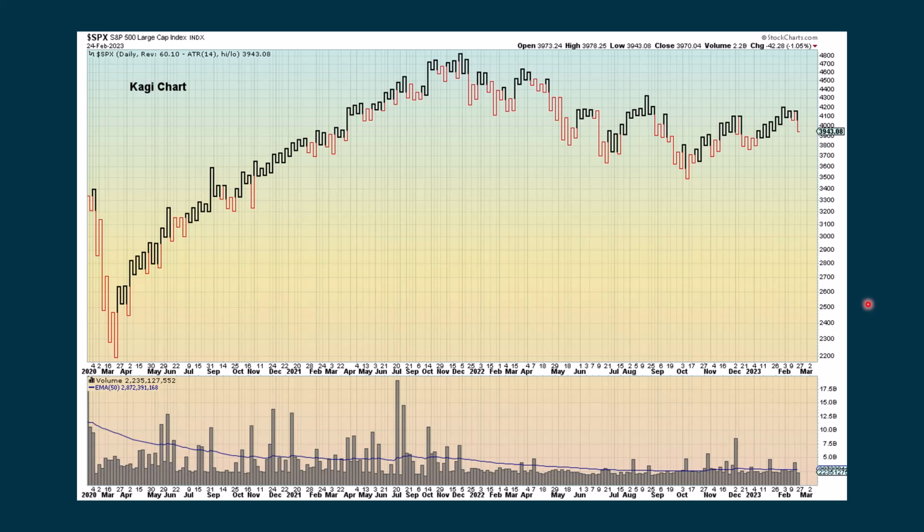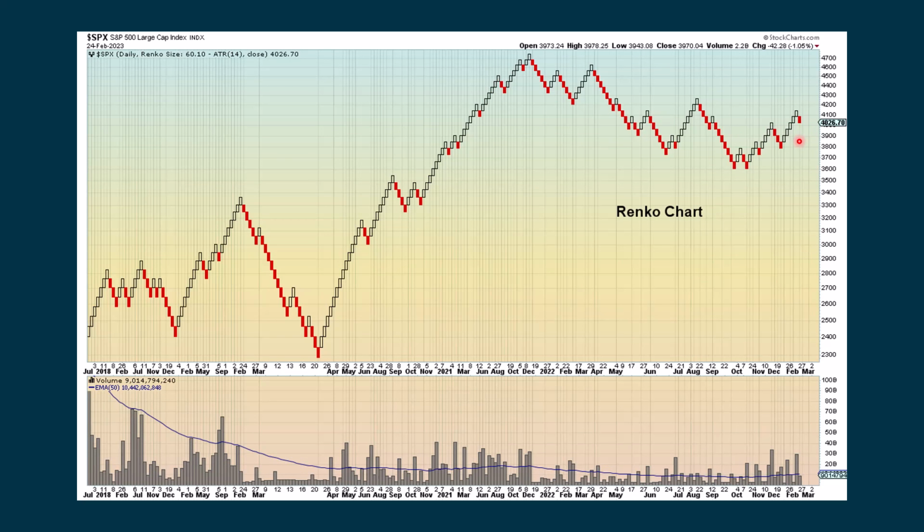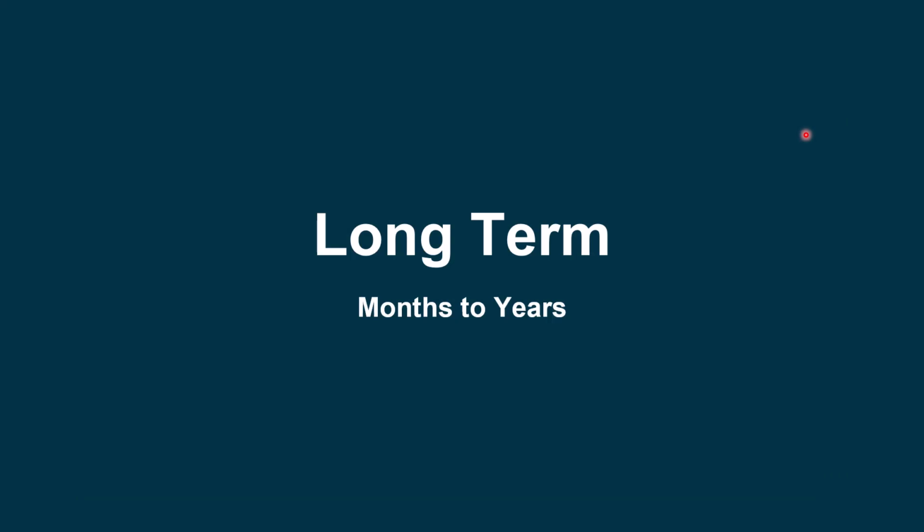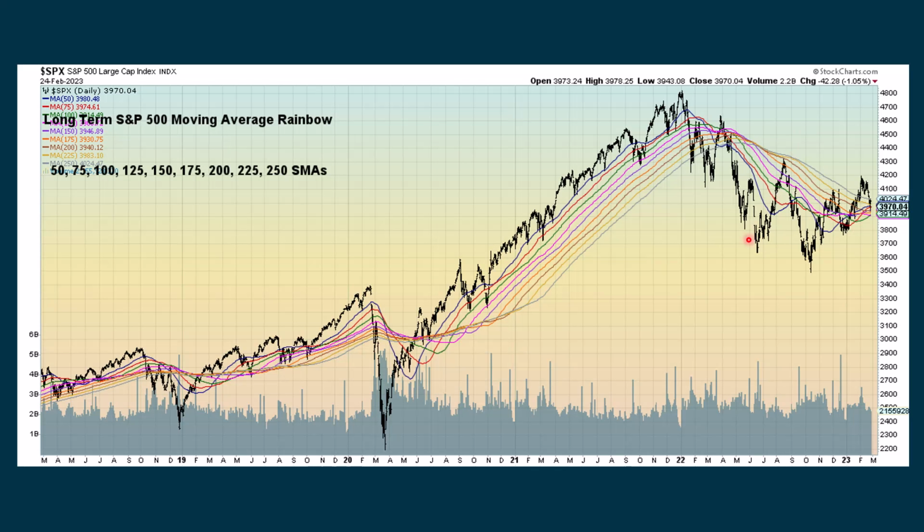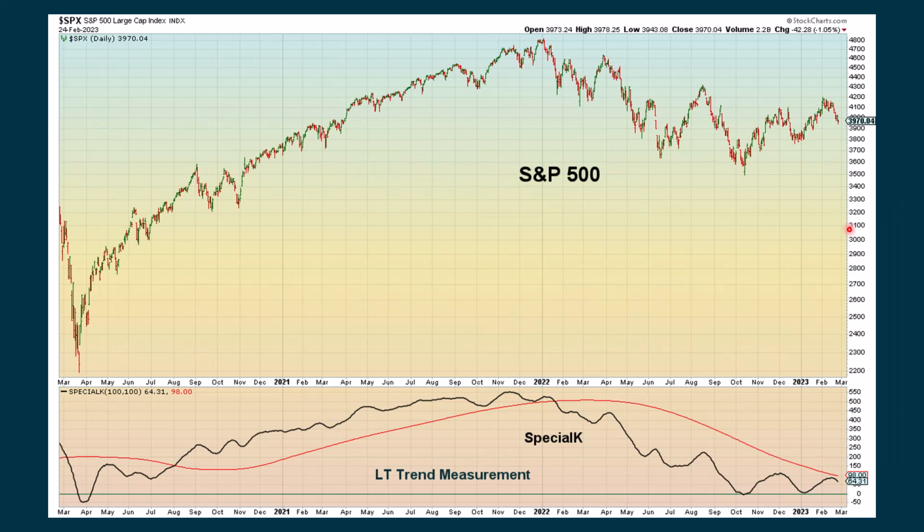The Kagi chart that we look at has turned negative with the red line, and it is declining. And the Renko has a red block, so that is now negative. Some long-term charts. Here's a 50 period up through 250 periods with a rainbow. We're kind of coming back into this rainbow right now and seeing if any of these other levels will act as support. The Special K is a very long-term oscillator. It looked like we were getting ready to cross above this red line.